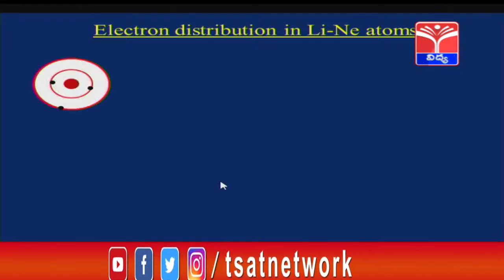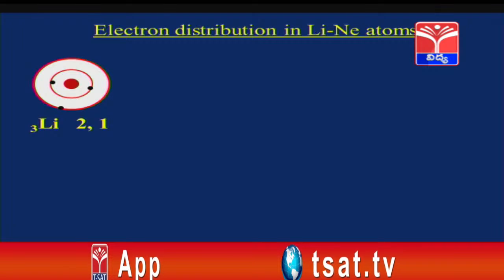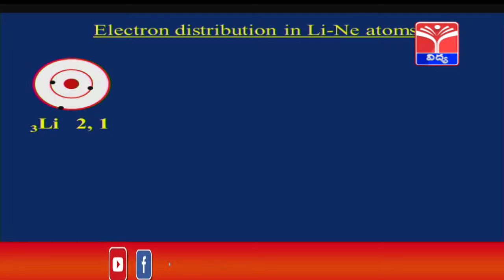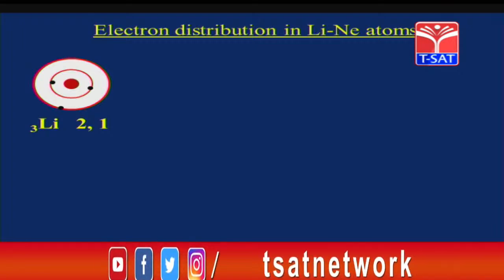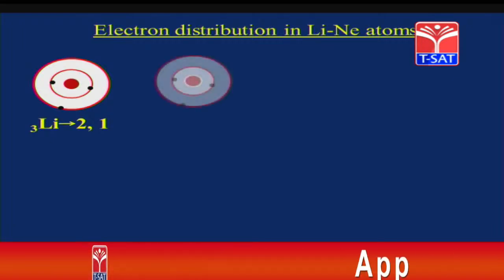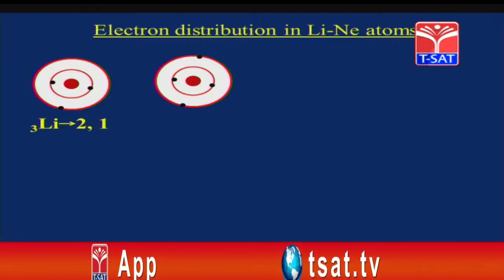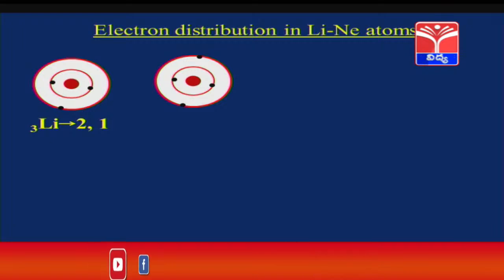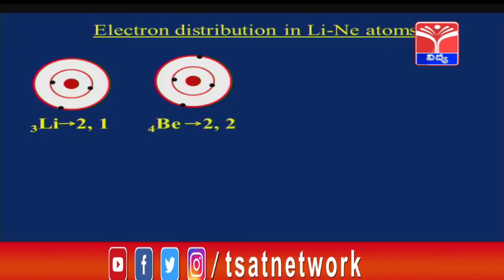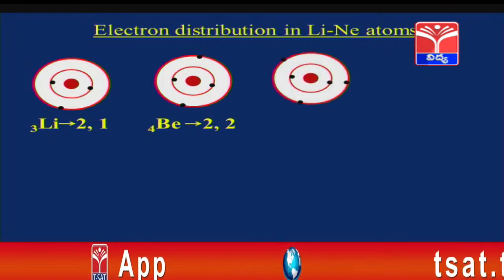The next element is lithium. Lithium has 3 electrons. In the first shell 2 electrons are accommodated and the remaining electron goes into the next shell, L shell. So, electron distribution of lithium is 2 1. The next element is beryllium. Beryllium atomic number is 4. 4 electrons are there in beryllium atom. These 4 electrons are distributed in 2 shells. First 2 electrons go into K shell and the remaining 2 electrons fill in L shell. The electron distribution of beryllium is 2 2.